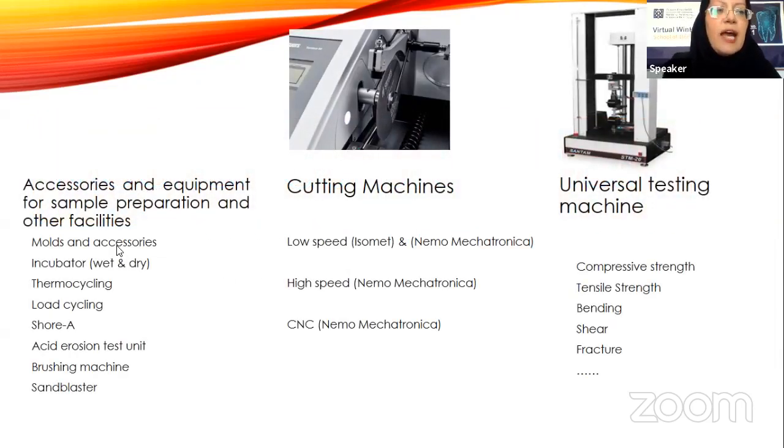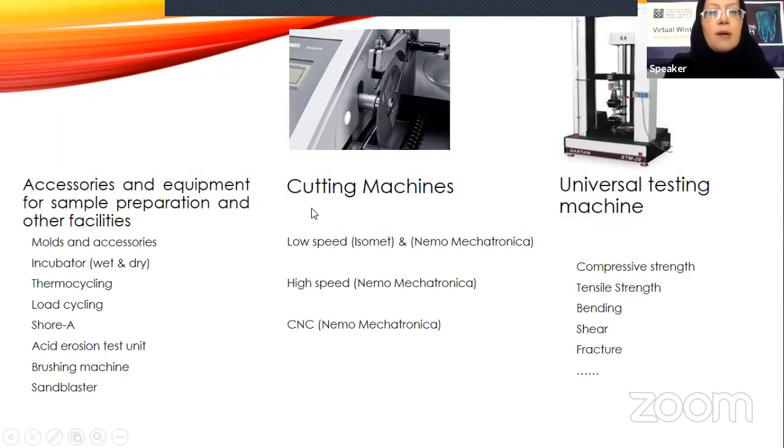In this lab, we have different accessories, different devices, different equipment that is needed to set up a test method. Different accessories and equipment which we have in our department include different molds and accessories. Incubator, we have both wet and dry incubator, thermocycling, load cycling, and acid erosion test. And also we have different cutting machines.